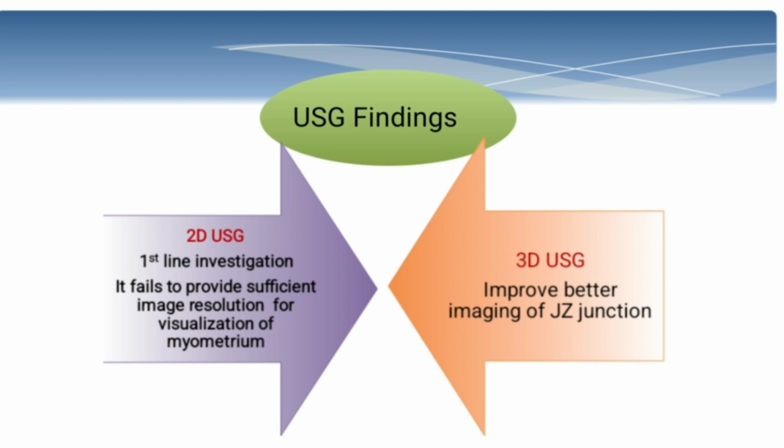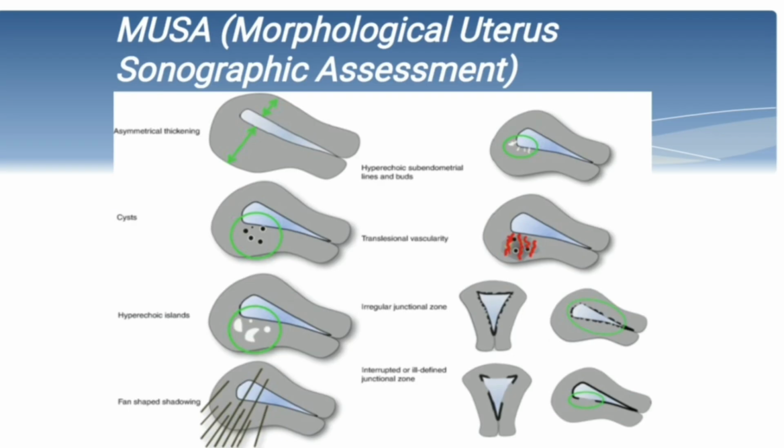First line investigation is 2D ultrasonography, but it fails to provide sufficient image resolution for visualization of the myometrium. So we can do the TVS ultrasound with color Doppler that improves imaging of the junctional zone. Okay, there is a criteria that is MUSA. MUSA stands for Morphological Uterus Sonographic Assessment. There are 9 features that we can find in the TVS sonography, and this produces the diagnosis of adenomyosis.